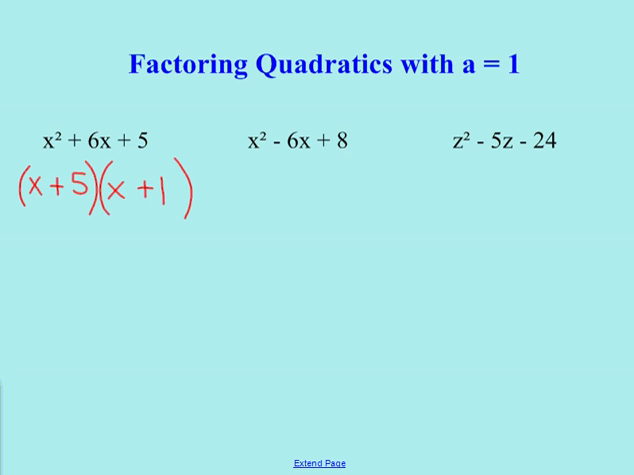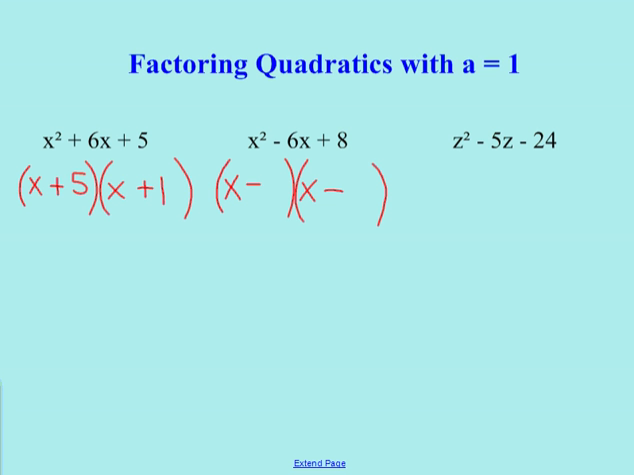Let's look at our second example. We start by setting up parentheses for our two binomials. We look at the second sign. It's positive, so we look at the first sign, and whatever it is, it goes in both binomials. Factor x squared to x and x, and then factor 8 so that the outside-inside combine to give us a negative 6x.